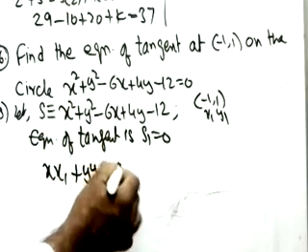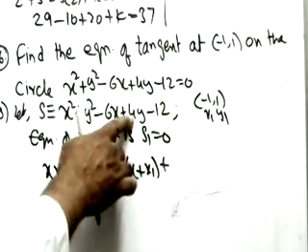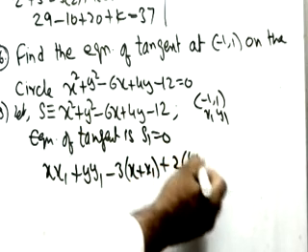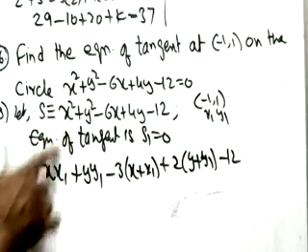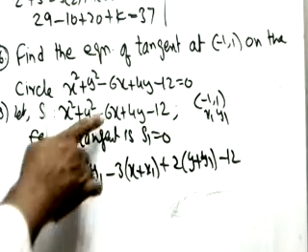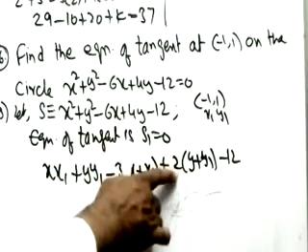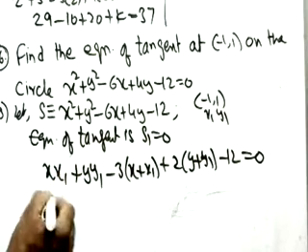Now reduce this by half. Minus 6 half will be 3 into x plus x1. Again you reduce this by half. Half of 4 is 2 into y plus y1 minus 12. So xx1 plus yy1, minus 3 into x plus x1, plus 2 into y plus y1 minus 12 equals 0.